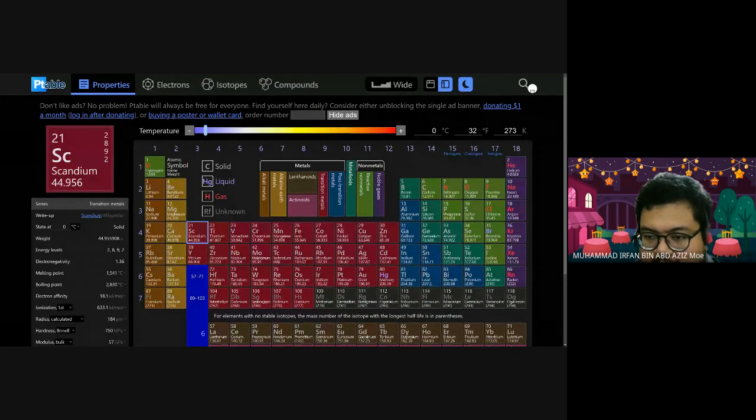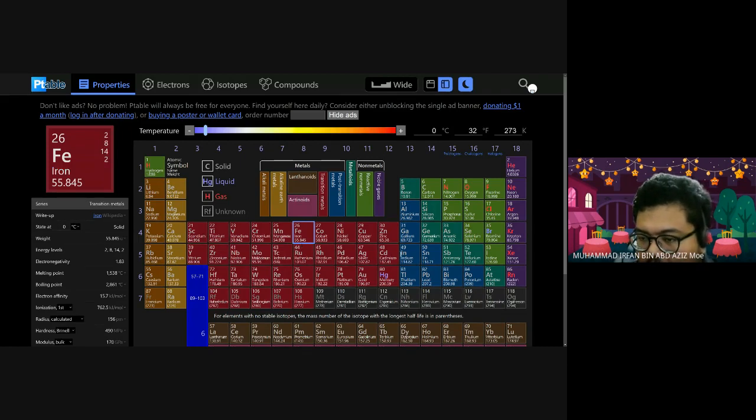For example, iron can become Fe2+, so it can donate 2 electrons. But it can also donate 3 electrons, Fe3+, so it becomes 2, 8, 13. So for transition metal, we cannot use the group number to determine how many electrons they can gain or donate. But for the main groups, group 1, group 2, group 13, 15, 16, 17, you can determine it from the group number.